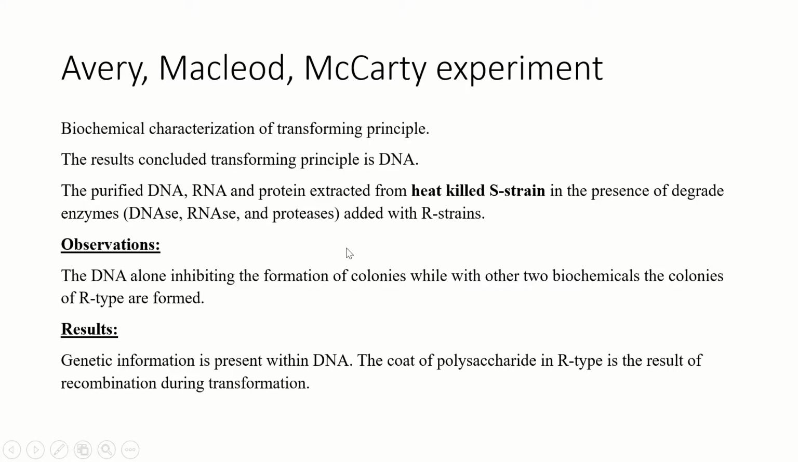Alright, so the results obtained were: genetic information is present within DNA. The coat of polysaccharide in R type is the result of recombination during transformation. So what happened with the R type or R strains? There is recombination that occurred, and this is how the transformation happened.